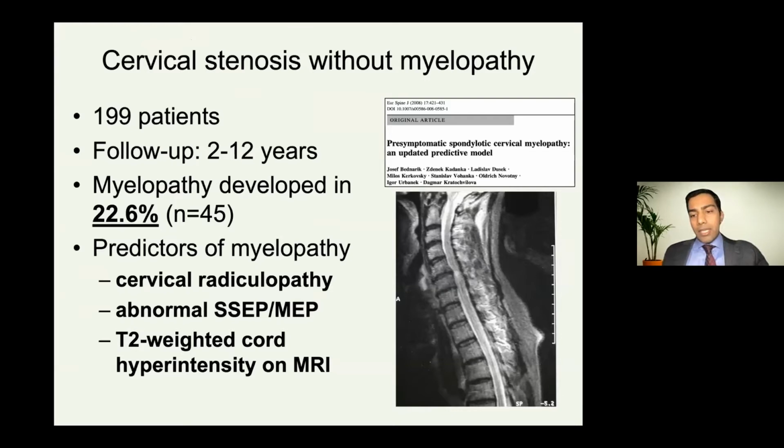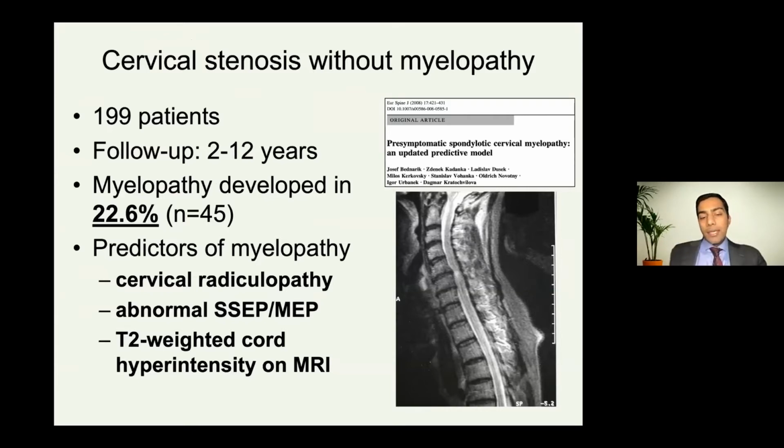So the best data actually comes from Europe. This was a study in almost 200 patients. They looked at these patients prospectively. These were patients with cervical stenosis who did not have signs or symptoms of myelopathy. And when they followed them up, what they found was approximately 20% of them developed myelopathy over time. And they did find a few predictors. If they already had evidence of neural compression, like radiculopathy, then they were likely to progress to myelopathy.